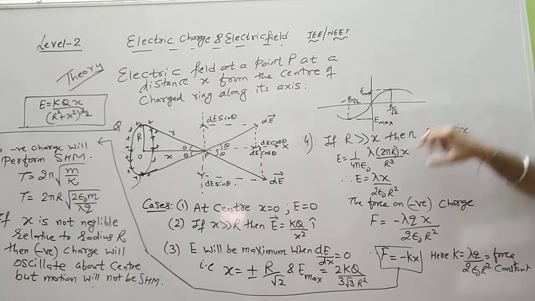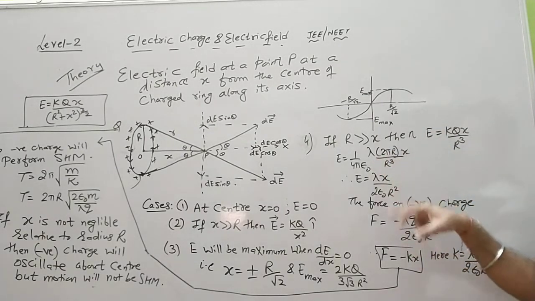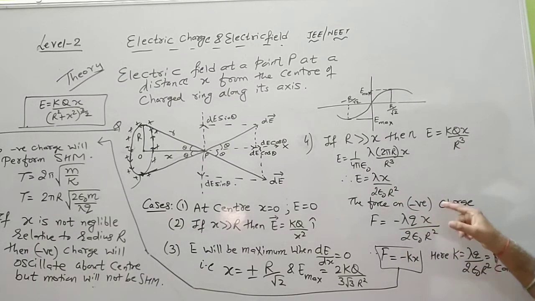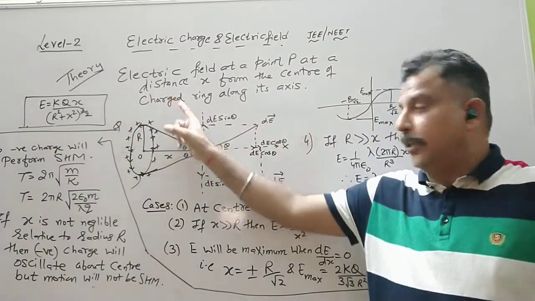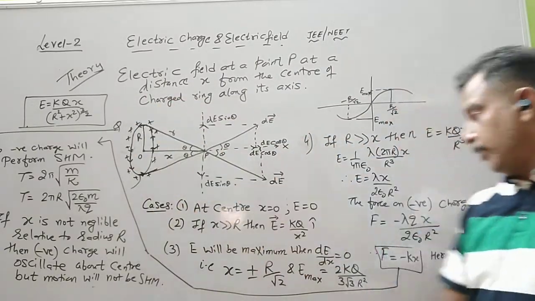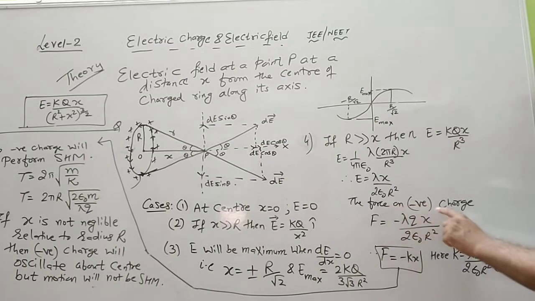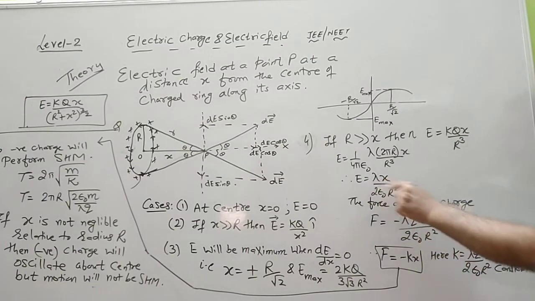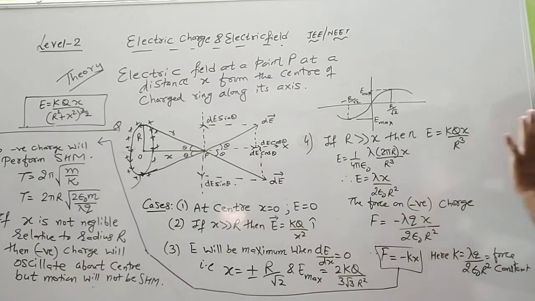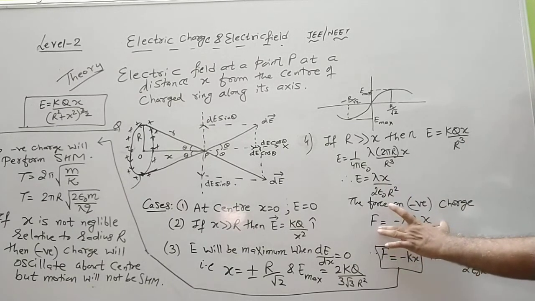Now in the place of q, we put lambda into 2 pi r, that is the definition of linear charge density, and you put a calculation like this. Now suppose a negative charge is placed at this point. The point is very near to the ring, so the radius is very large. Then the force acting on the negative charge is Q multiplied by E. We substitute this E value, and this much force acts on the negative charge.